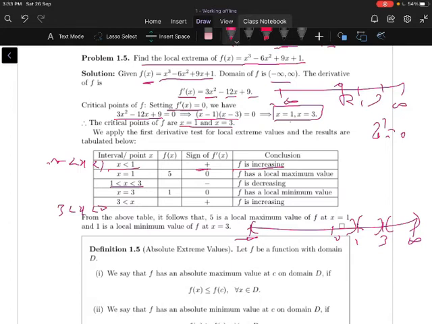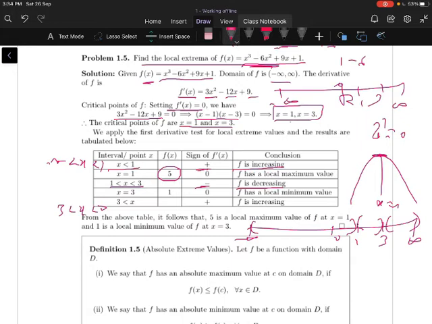See whether f dash is positive or negative. Here f dash of x is negative for values between 1 and 3. Therefore f is decreasing, because f dash of x is negative. So f is increasing and then decreasing at x equal to 1. It means the function has a local maximum value at x equal to 1. That maximum value is 5. Just substitute x equal to 1 in the given function f of x.